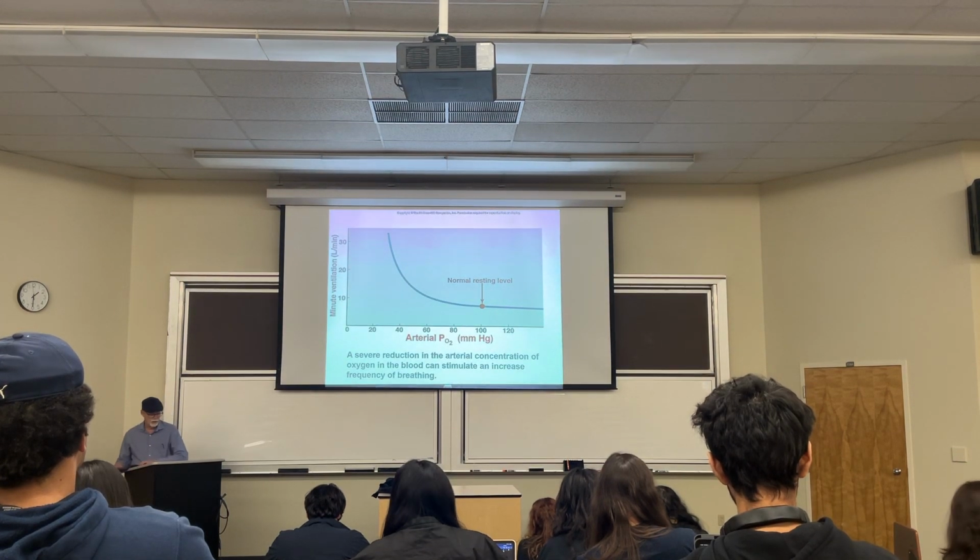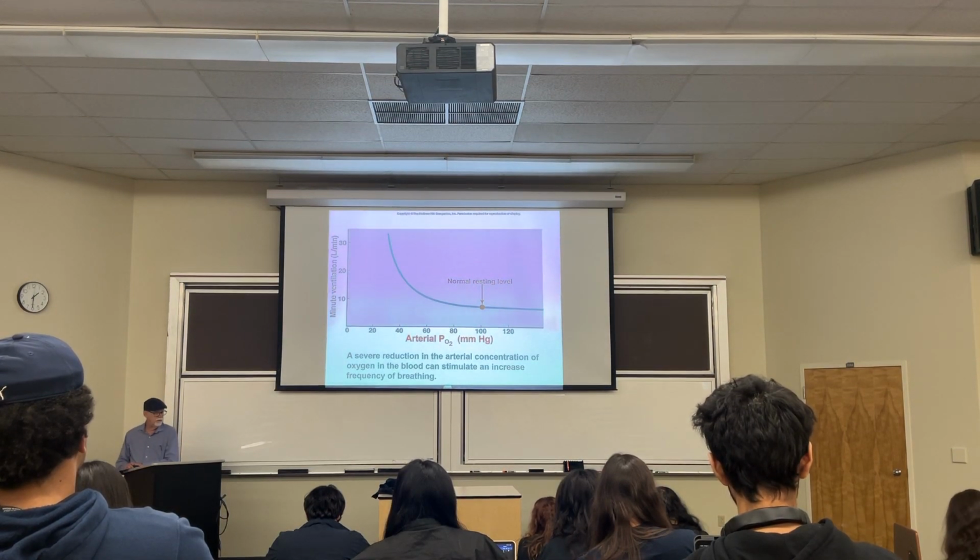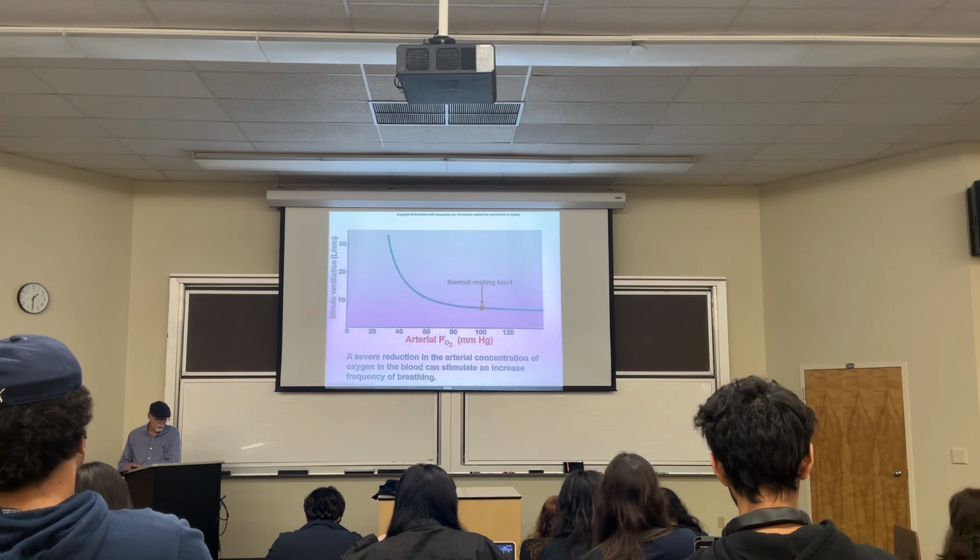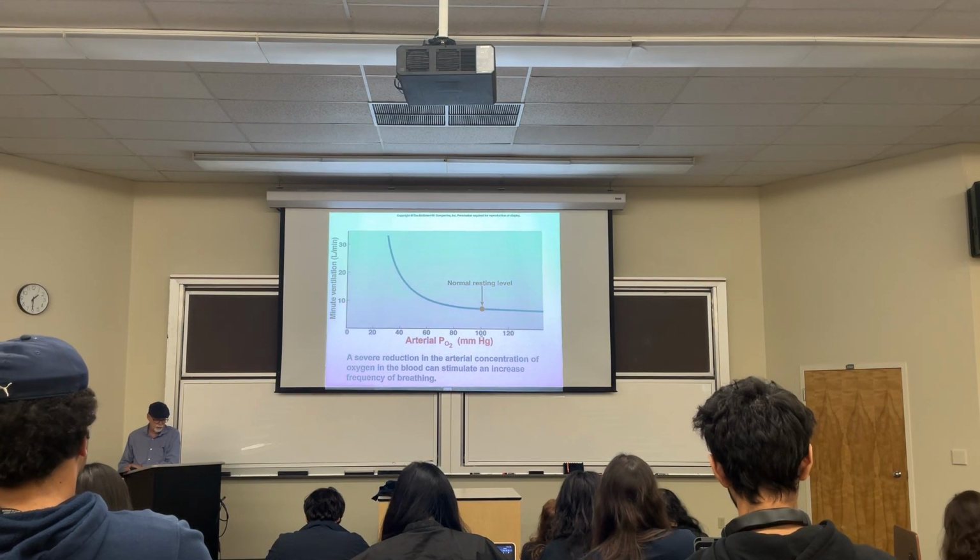Okay, here's what we were talking about. This is our minute ventilation, and this is our arterial PO2. You notice that the normal is 100.